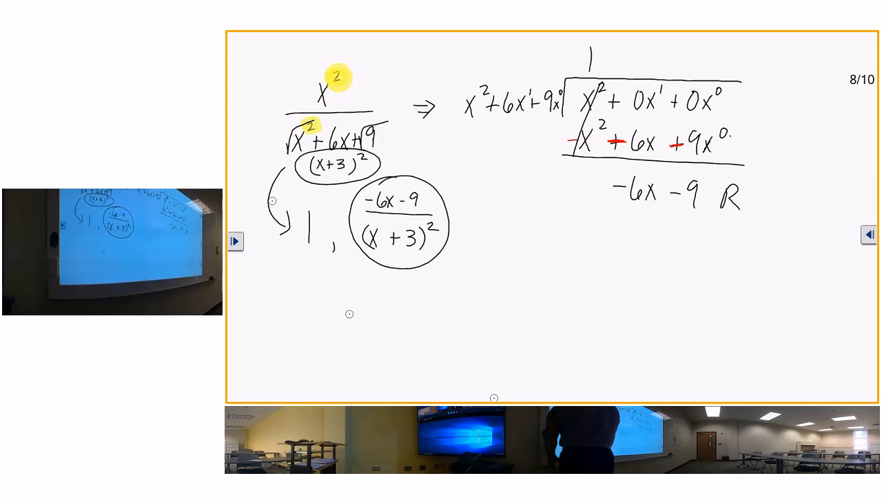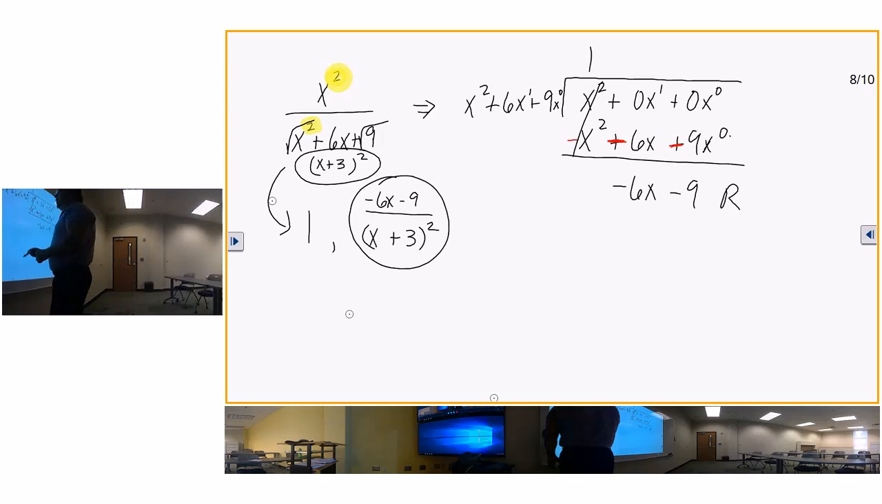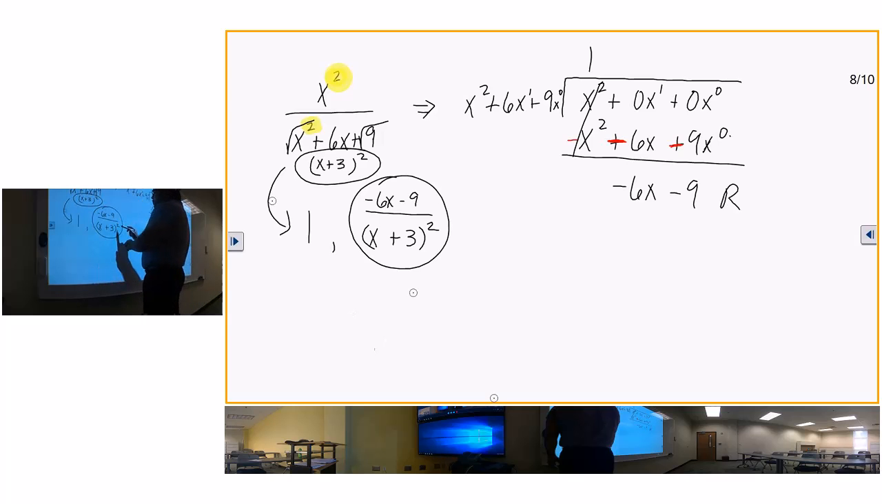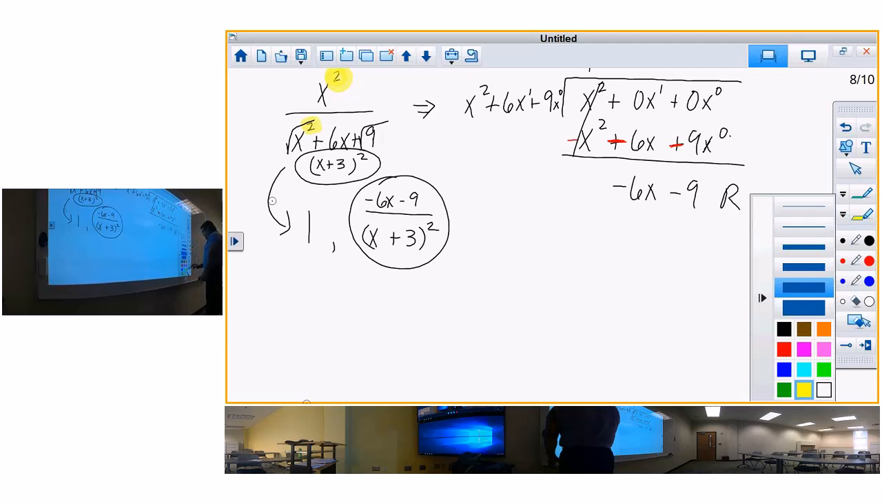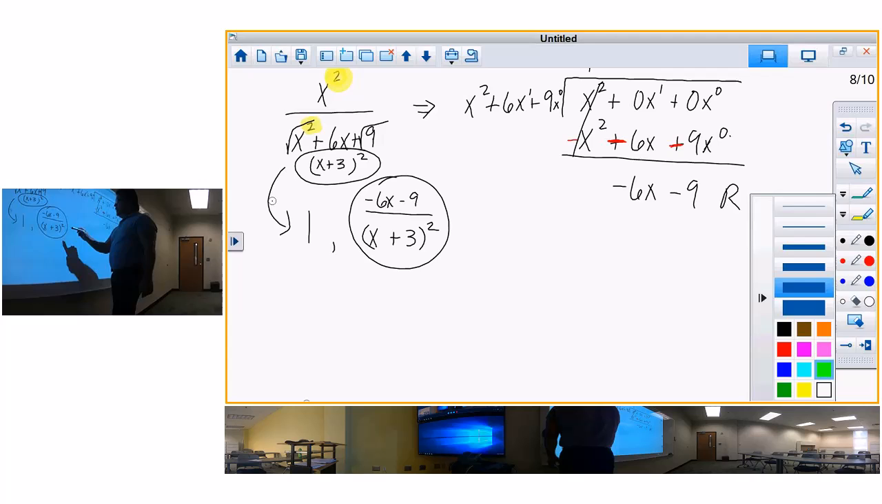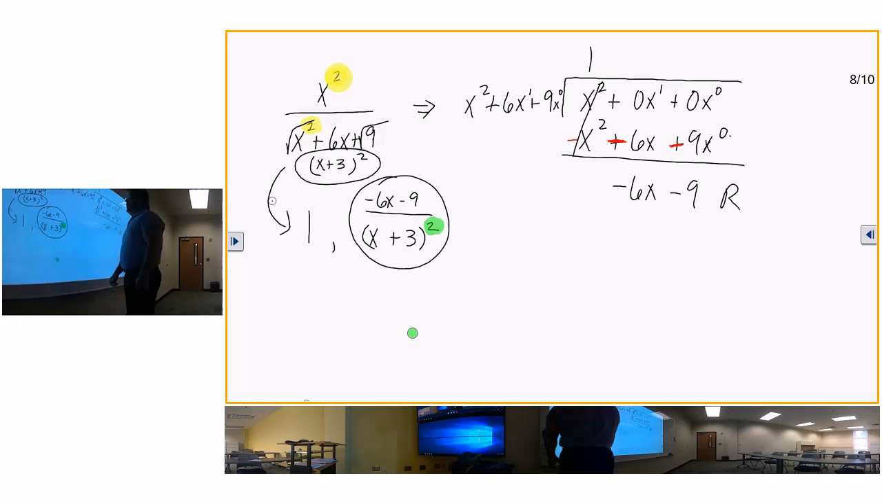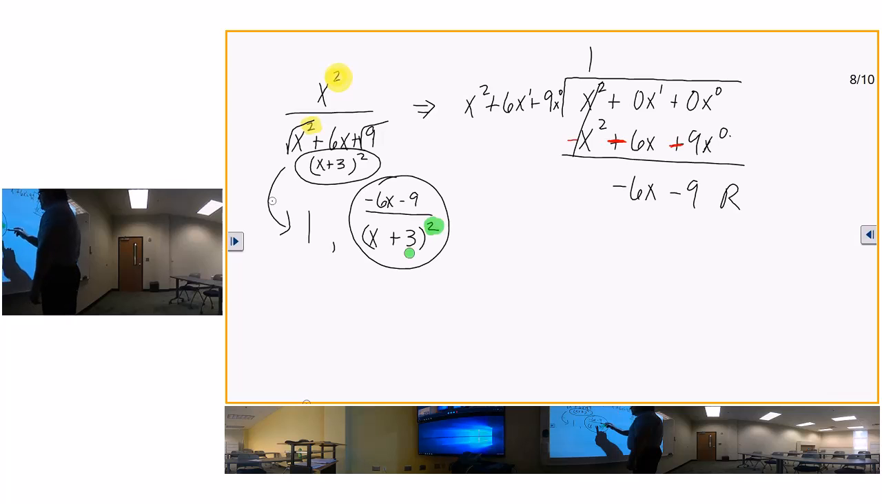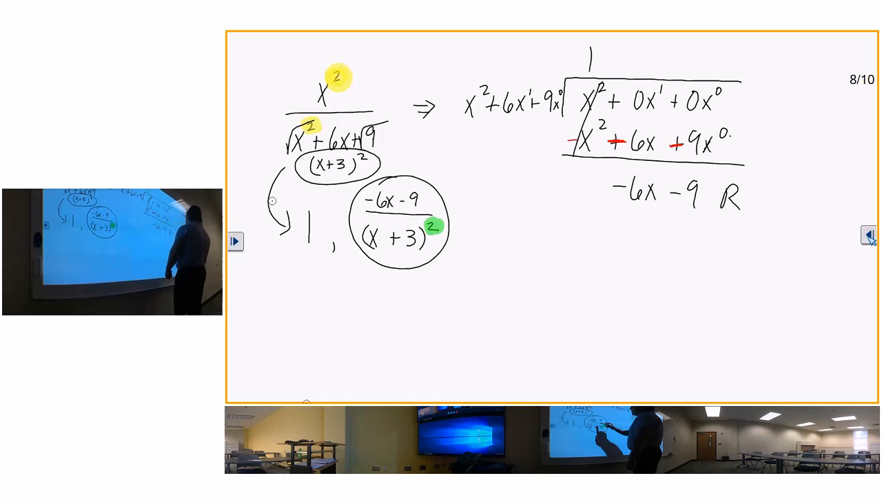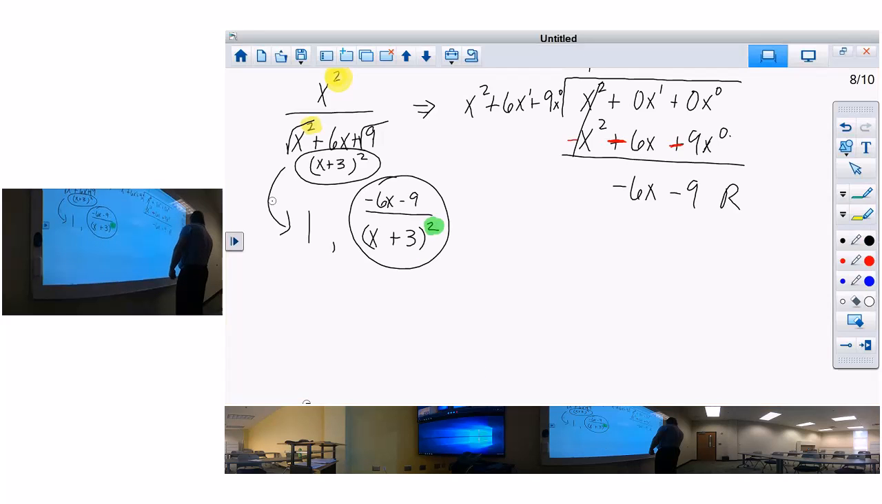Okay, so we set it up. Now this is different because this is a what? This is a square in the denominator. Let me take my handy dandy Verde and see that right there? That's a square. So you've got 2 of them. You got x plus 3 times x plus 3. So that means we've got 2 things down here. I'm going to erase my long division.